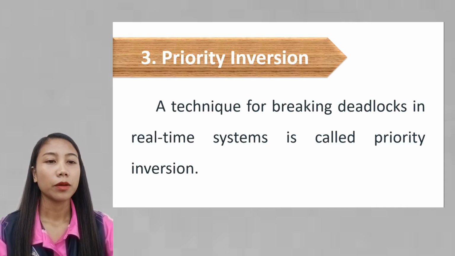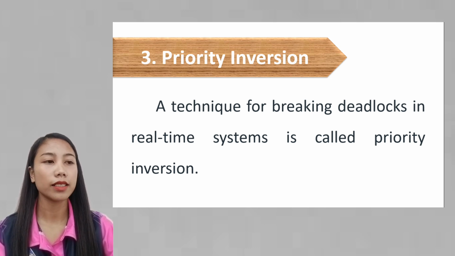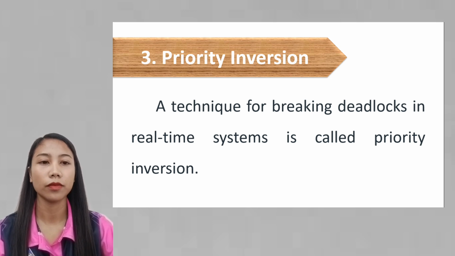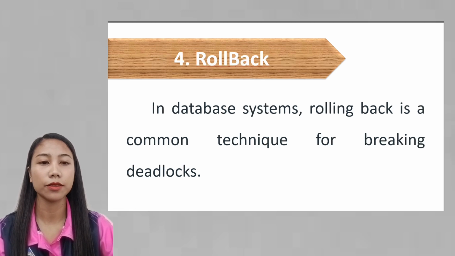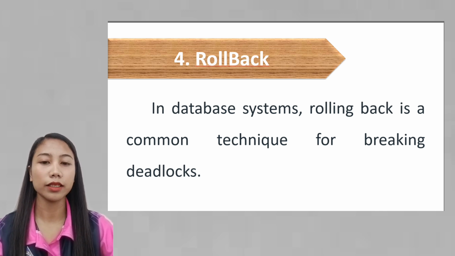Number 3. Priority inversion. A technique for breaking deadlocks in a real-time system is called priority inversion. Priority inversion is a technique used in real-time systems to manage deadlocks. Number 4. Rollback. In database systems, rolling back is a common technique for breaking deadlocks.